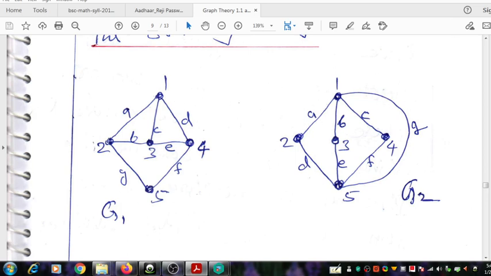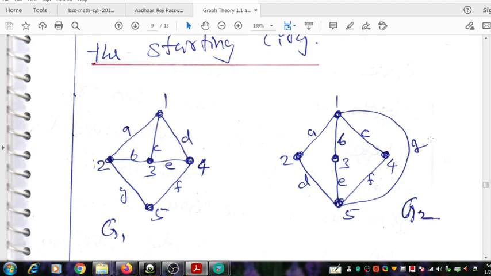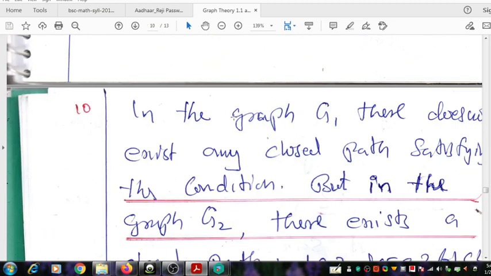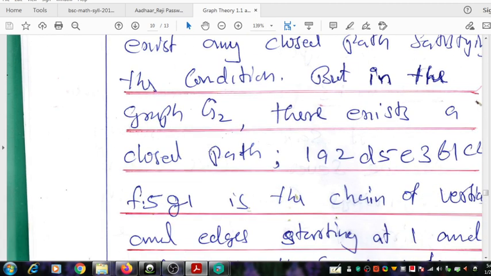But it is not possible, wherever you start at a vertex in the first graph. It is not possible to complete such a travel in the first graph. That is the main difference between these two graphs. And that is described here.